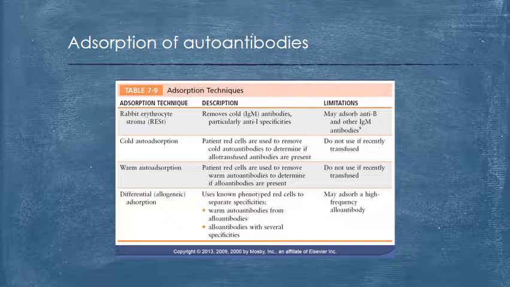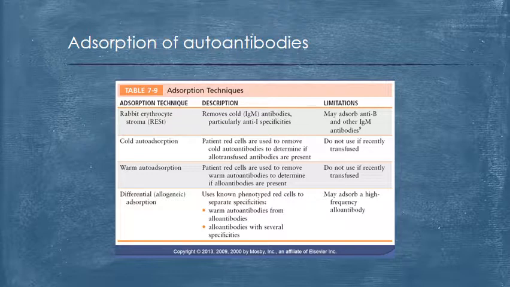We also have some other reagents I just want to point out. Remember REST, we talked about that before. REST, or rabbit erythrocyte stroma, helps to remove IgM antibodies, specifically those that are anti-I specific, from the red cells. Okay, it can also, however, absorb anti-B and other IgM antibodies. So you have to be aware of what you're looking for. If you really just need to remove all the IgM, then that's fine. REST is something that you can use as a reagent.